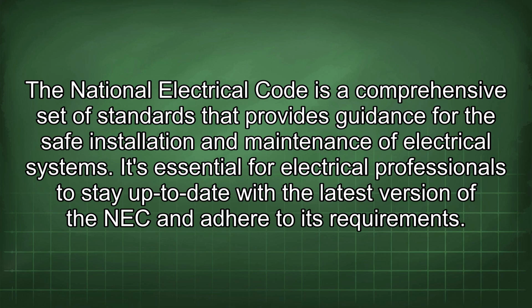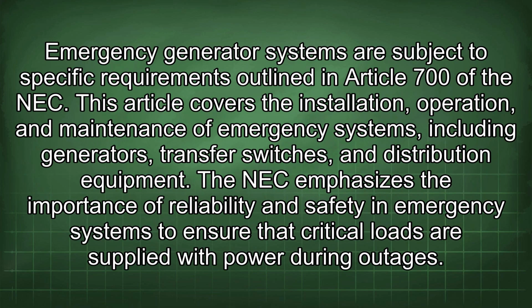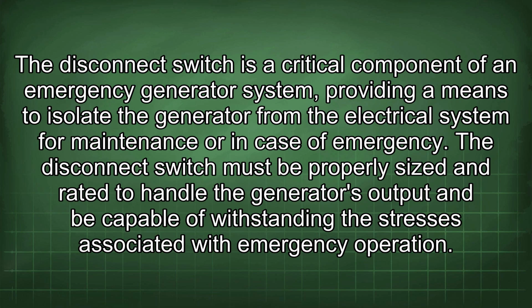adhere to its requirements. Emergency generator systems are subject to specific requirements outlined in Article 700 of the NEC. This article covers the installation, operation, and maintenance of emergency systems, including generators, transfer switches, and distribution equipment. The NEC emphasizes the importance of reliability and safety in emergency systems to ensure that critical loads are supplied with power during outages. The disconnect switch is a critical component of an emergency generator system, providing a means to isolate the generator from the electrical system for maintenance or in case of emergency.